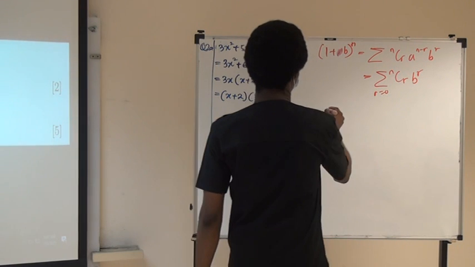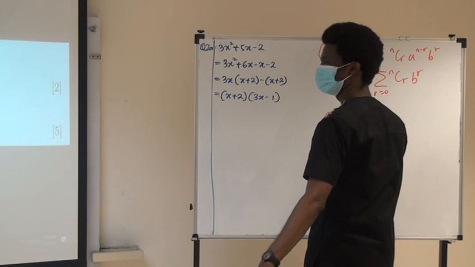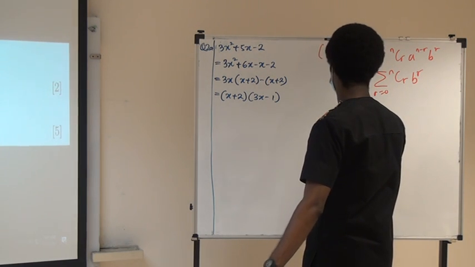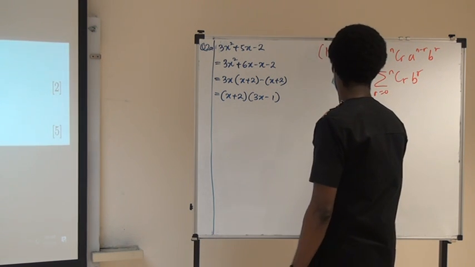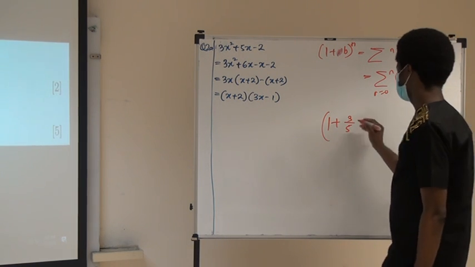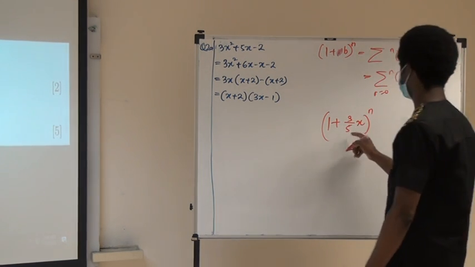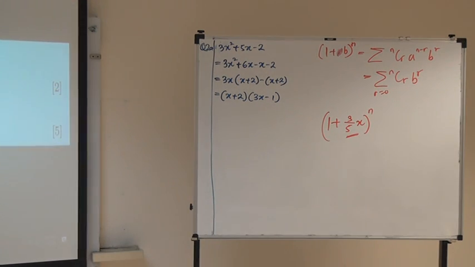What was that bracket again? 1 plus what? 1 plus nx squared. Oh, that one. 1 plus 3 over 5 x. Is the x beside it or below? Beside. So this is your b. So substitute in there. So expand up to the second term only, because you only know the quotient of x. Understood?